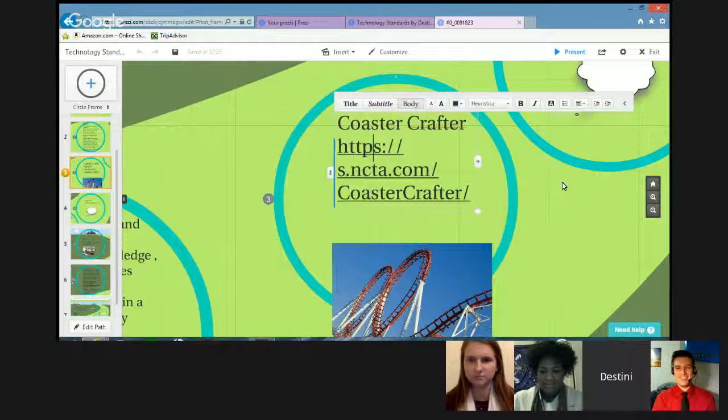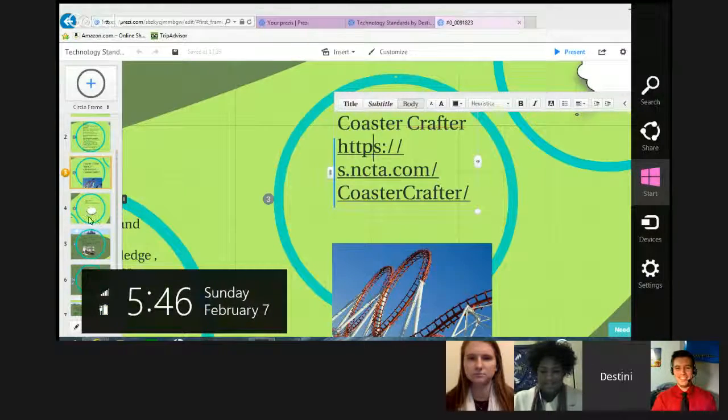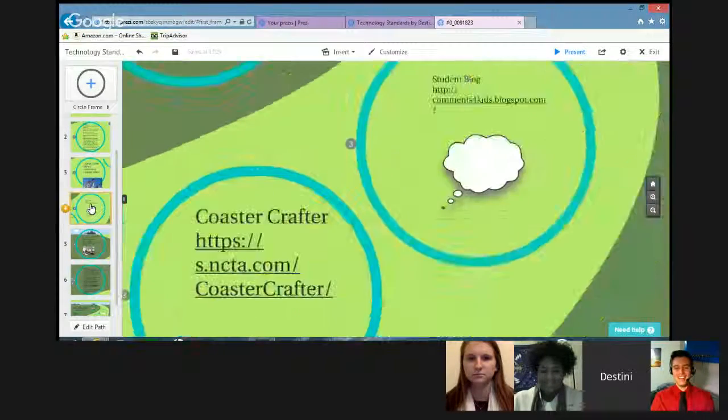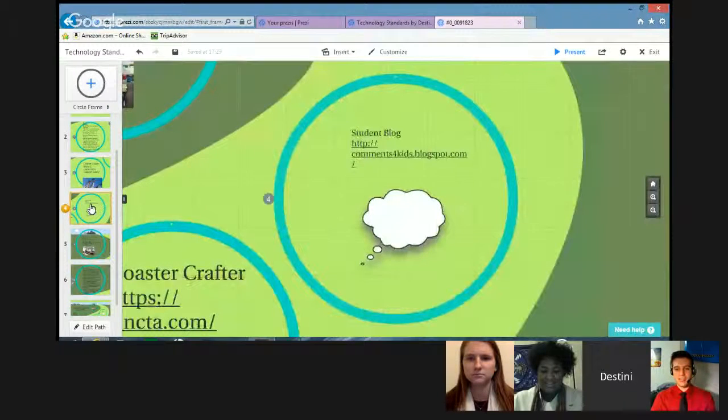And for the coaster crafter, I thought it was really interesting because the teacher would themselves learn how to navigate that website. And it also engages the students because a lot of students really enjoy roller coasters and it's not a boring thing. So it allows them to learn about what they've been interested in and what they enjoy at amusement parks, as well as engaging the technology.